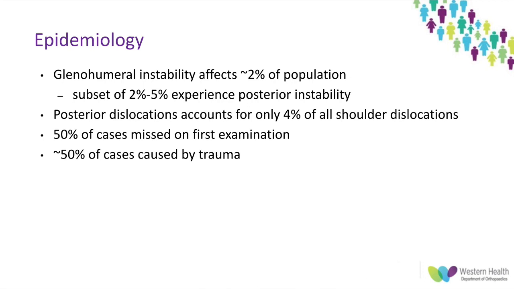Glenohumeral instability affects about 2% of the population, and only a very small subset of these patients, about 2 to 5%, will experience posterior instability. Posterior dislocations account for only 4% of all shoulder dislocations. 50% of cases are missed on first examination, and about 50% of the cases are caused by trauma.